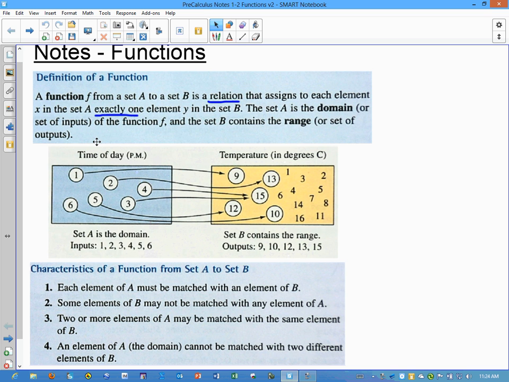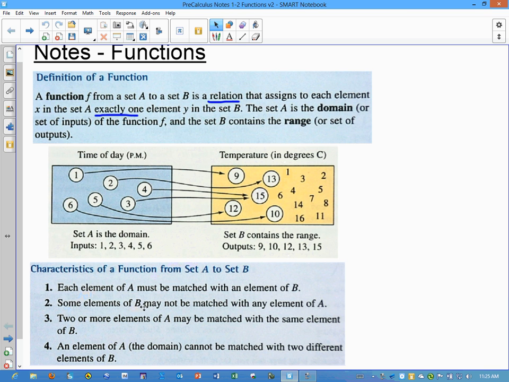And we can use the time of the day and the temperature as a good example to go through these characteristics. So first of all, each element of A must be matched with an element of B. So in our example, to compare everything to reality, at some time during the day, there is going to be a temperature for that time. So at 1 o'clock, for example, it is 9 degrees Celsius.